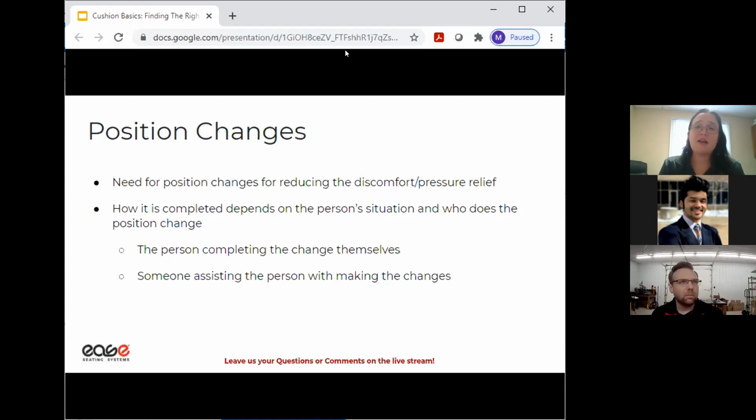Now, there are other people who, for whatever reason, are unable to make those changes themselves. They may be in a manual wheelchair and someone else might have to use a dependent lever on the back of the chair to tilt them back. So it just depends, or even having that person assisting them, help them to lean forward, help them to shift to get that position change they need.